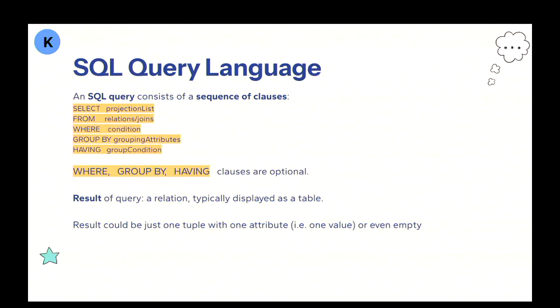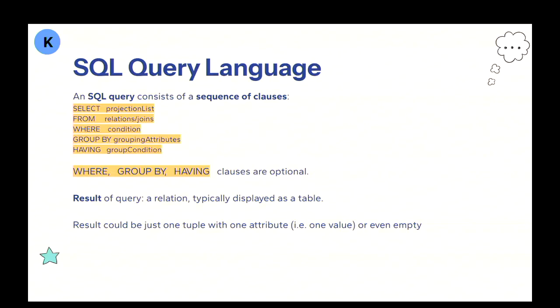And the result of a query is a relation. Remember the definition of a relation is a set of tuples. So the result of a query is a set of tuples, and typically is displayed as a table like what we have seen just now with all the examples.